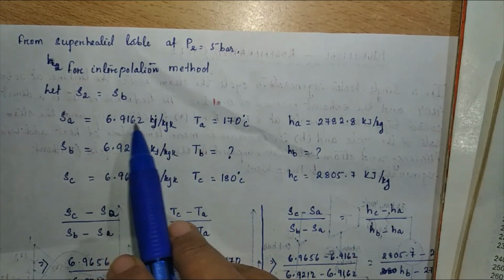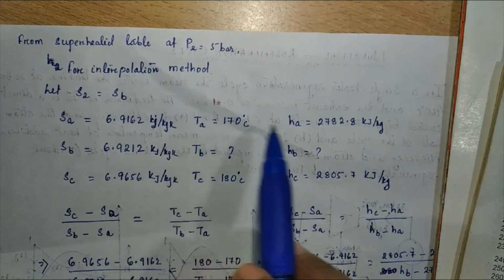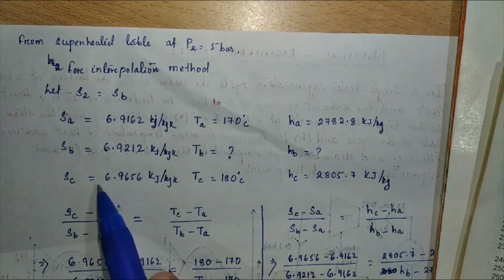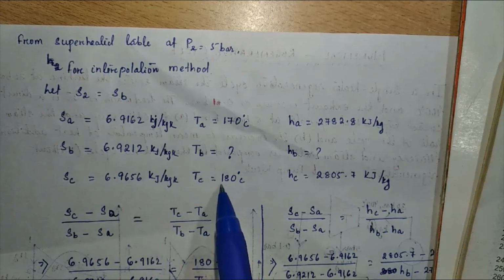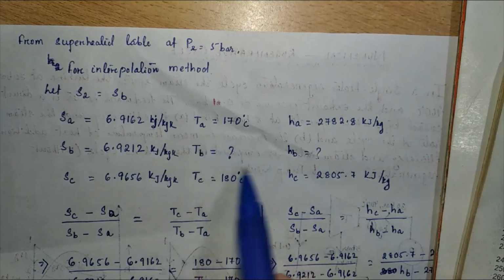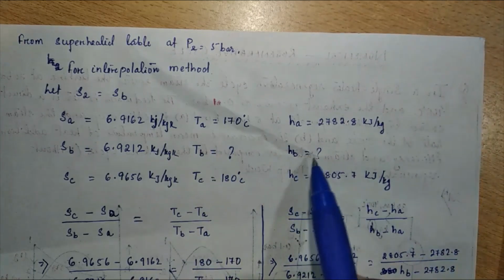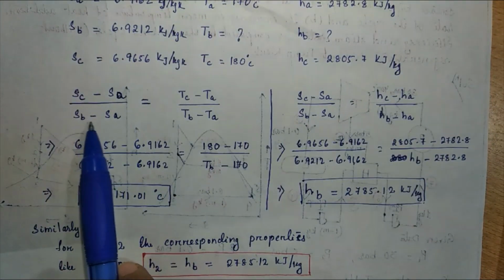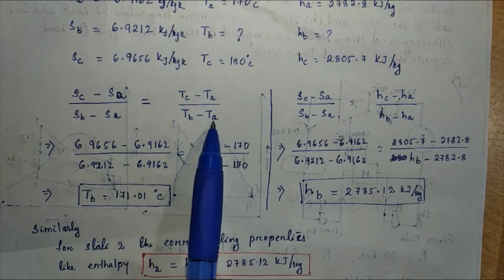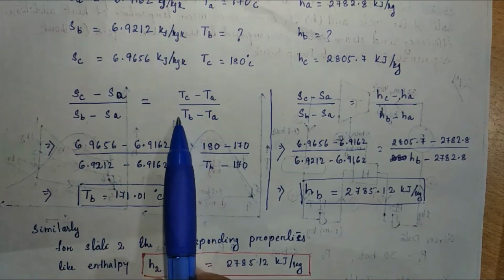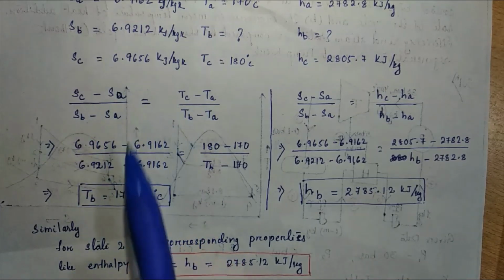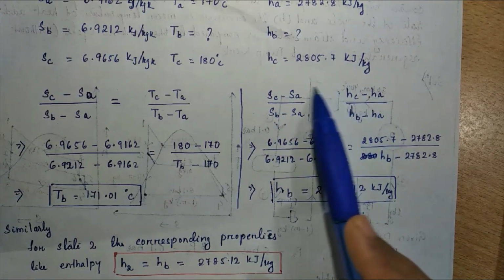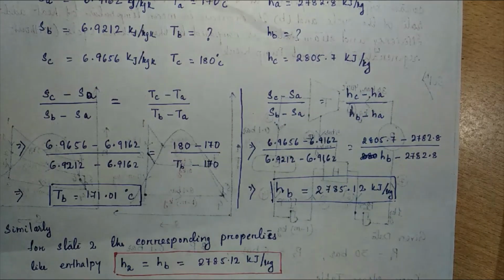But for this 6.9162 we have the corresponding temperature and enthalpy, and for this SC, for this entropy, I have the corresponding temperature and corresponding enthalpy. For this we are going to calculate the temperature and enthalpy by using the interpolation method. So here is the method: SC minus SA by SB minus SA equal to TC minus TA by TB minus TA. So I have all the values except this TB. By substituting all the values I get the TB value. Similarly I have all the values except this HB. So by substituting all the values I get the HB value, right?